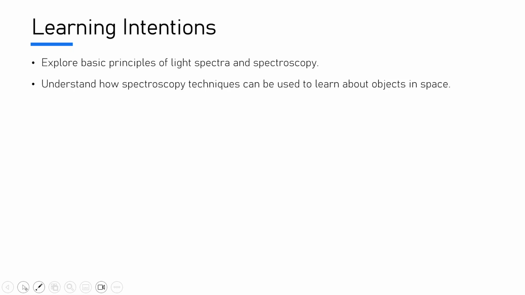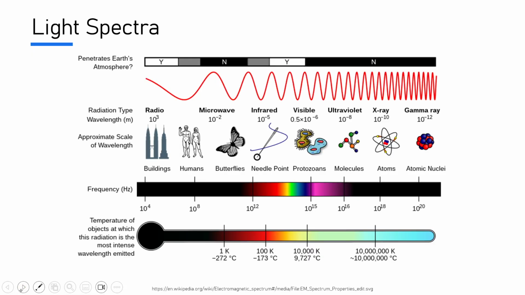So our key learning intentions today are to explore some basic principles of light spectra and spectroscopy, and therefore understand how we can use some of these techniques to learn about objects in space, particularly stars. So, our spectrum of light.